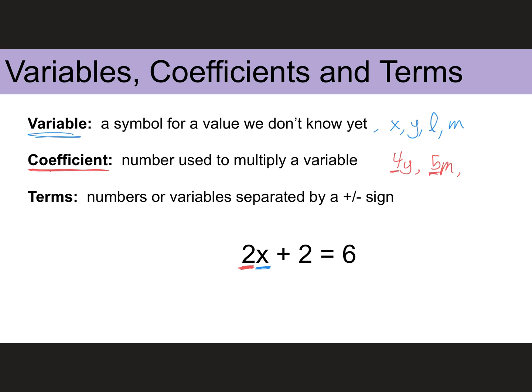And the last vocabulary word is the word terms. So terms are numbers or variables that are separated by a positive or a negative sign. So in this case, down here, I have 3 terms. I have this, 2x is a term, this value of 2 is a term, and this 6 is a term. So I have 3 terms in this equation.